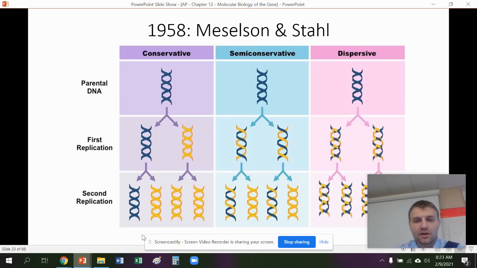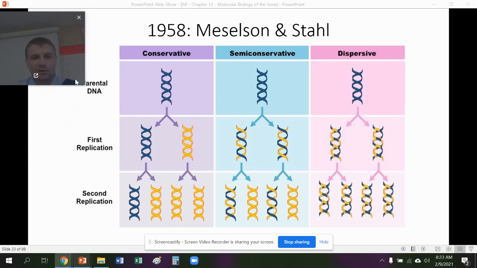replication. Now, before that, again, this is one of those scientists that I don't really focus on. Meselson and Stahl. These guys were in 1958. They're trying to figure out how DNA replicates. So at this point, we've figured out the structure of DNA. It was around this time that Rosalind Franklin took the picture.